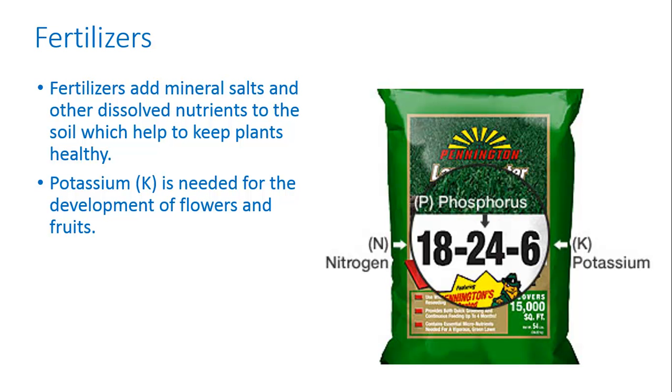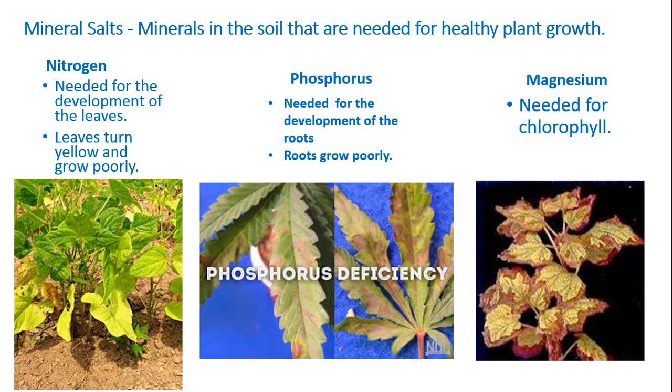Fertilizers. Fertilizers are added to soil. They add mineral salts and other dissolved nutrients to the soil. They're needed to promote growth and help the plant stay healthy. Potassium is needed for the development of flowers and fruits. Nitrogen, phosphorus, and magnesium. We'll be talking about these 3. You need to know all 4.